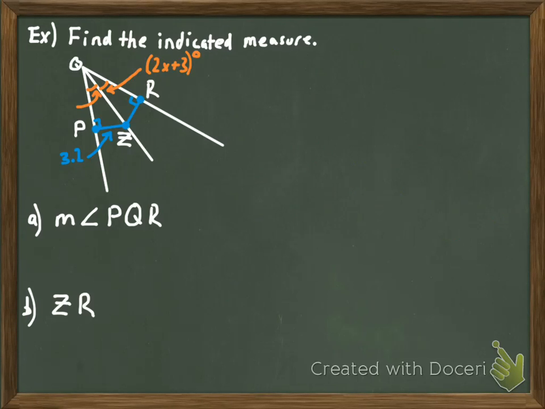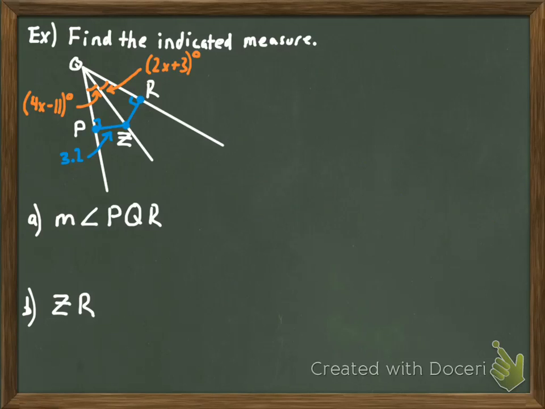I want you to find the indicated measure, and there's two different measures that we're going to be finding here. First thing I'm asking you to do is to find the measure of angle PQR. And notice in the diagram, I've indicated that these two angles are congruent to one another. Now, I need to finish writing an expression for one of these angle measures. Let me do that real quick. Done. In order to find the measure of angle PQR, turns out we're going to need to find the value of x.